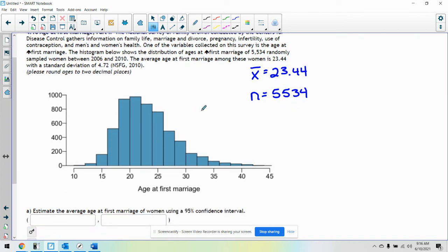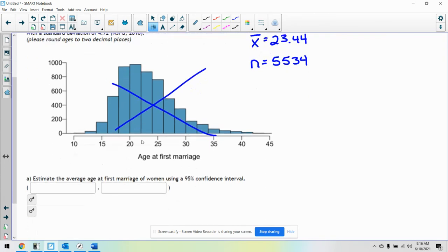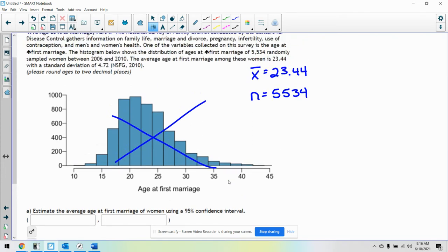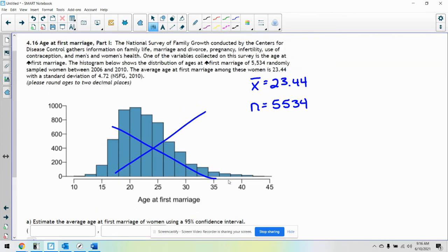So this is all really, we don't need any of this. It just says estimate the average age at first marriage of women using a 95% confidence interval. Okay, so we don't know. Oh, we do. Okay, so it says the average age of first marriage is 23.44 and with a standard deviation. So we have sigma. Okay, so that's S is 4.72. Okay.